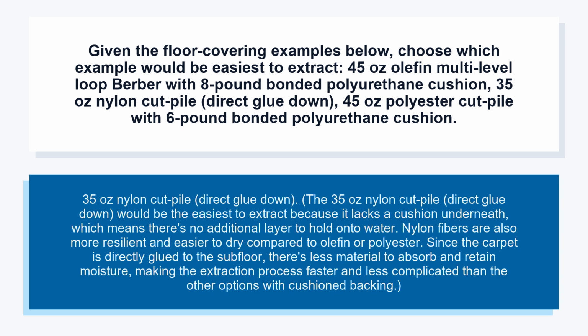The 35 ounces nylon cut pile, direct glue down, would be the easiest to extract because it lacks a cushion underneath, which means there's no additional layer to hold on to water. Nylon fibers are also more resilient and easier to dry compared to olefin or polyester. Since the carpet is directly glued to the subfloor, there's less material to absorb and retain moisture, making the extraction process faster and less complicated than the other options with cushion backing.